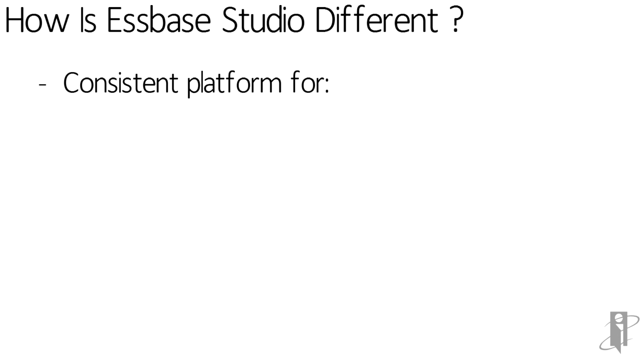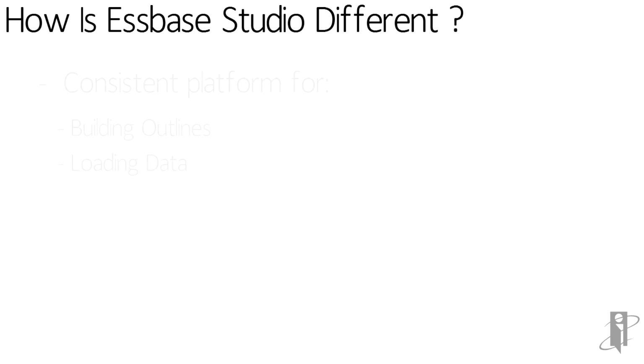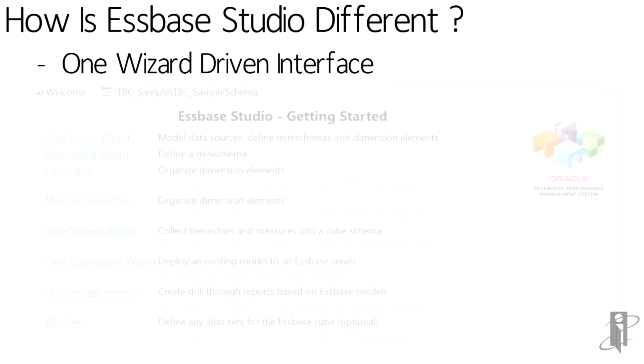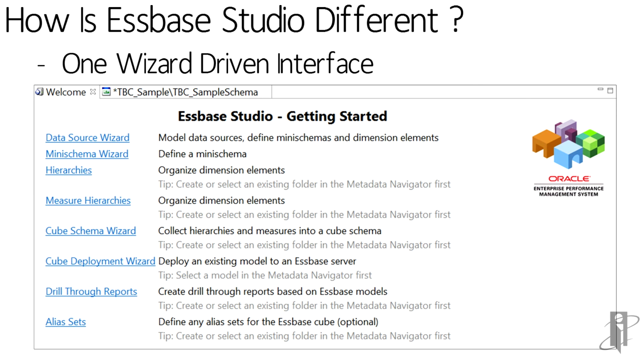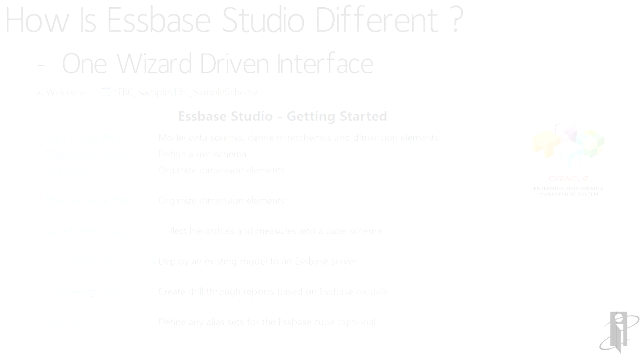How is Essbase Studio different? It provides a consistent platform for building the outlines and loading data. It provides one wizard-driven interface, which has four wizards: a data source wizard, mini schema wizard, kube schema wizard, and kube deployment wizard, as well as four wizard-like guides on hierarchies, measure hierarchies, drill through reports, and alias sets.